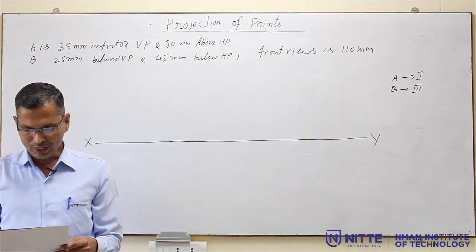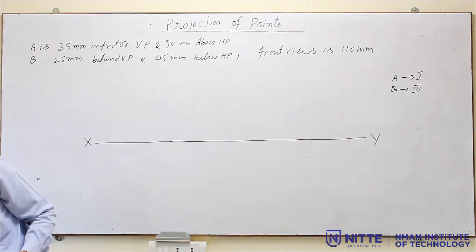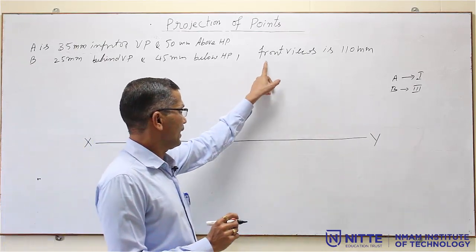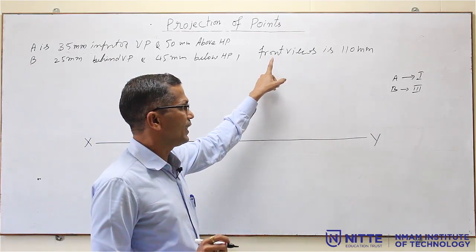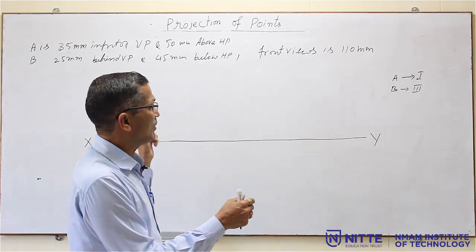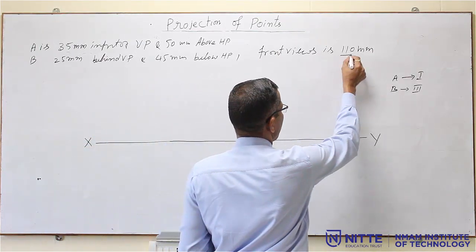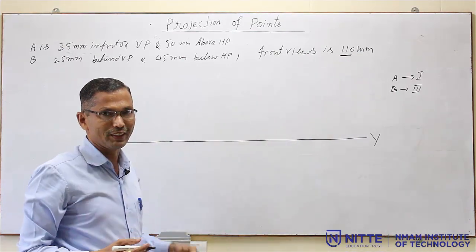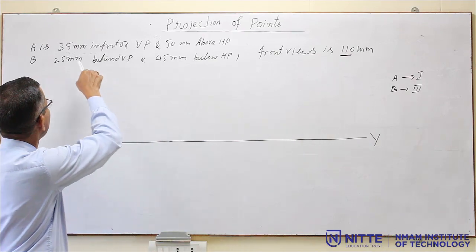So, you have to solve these 2 points in a single line, and what they have given is the line connecting the 2 front views, that is A dash and B dash. You have to connect it by a light line, and the length of that line is 110 millimeter. That means they have fixed some relation between the 2 points. So, first we will solve the first point.